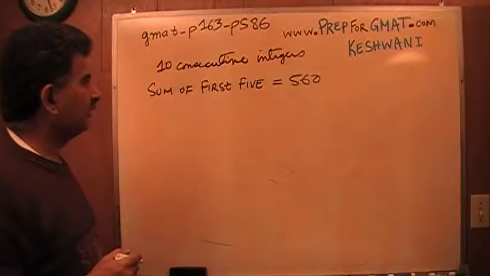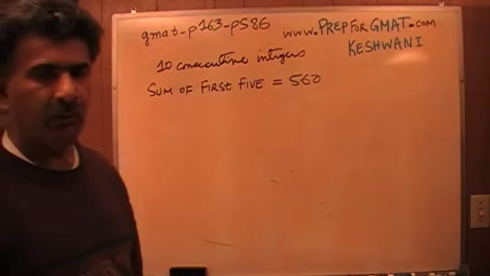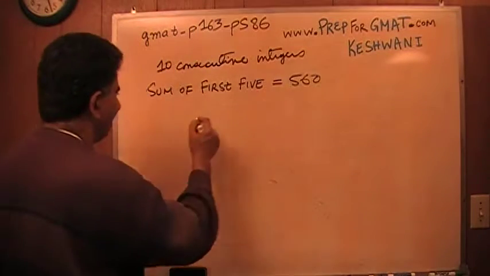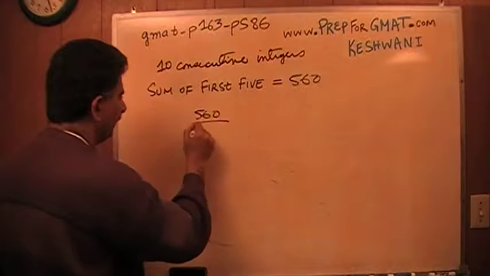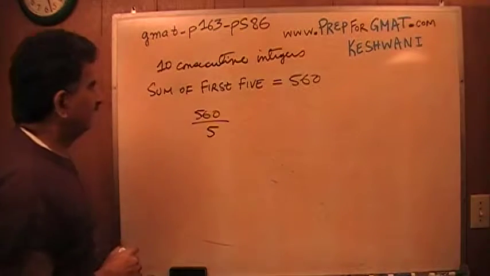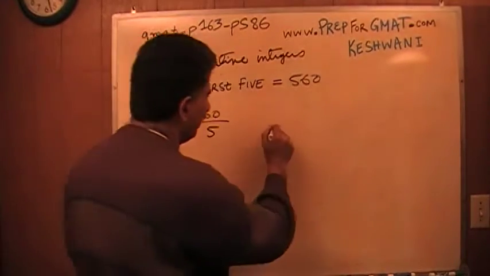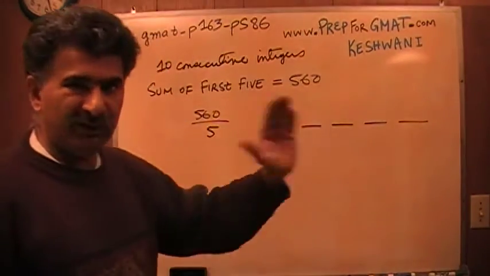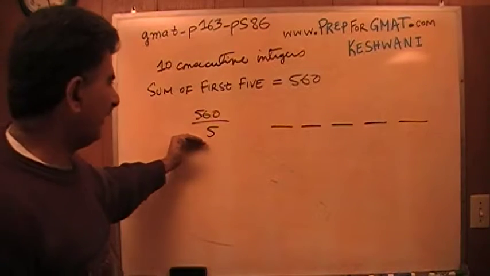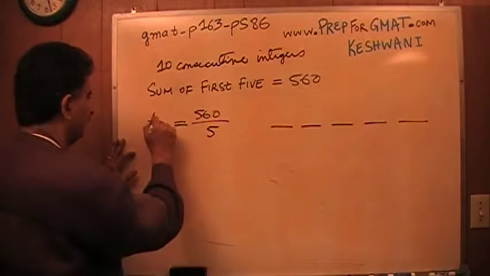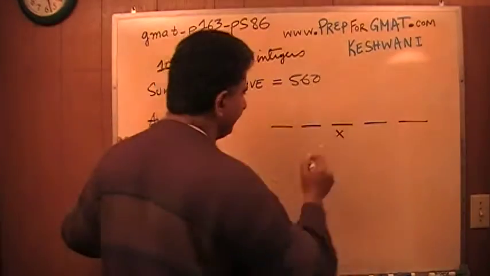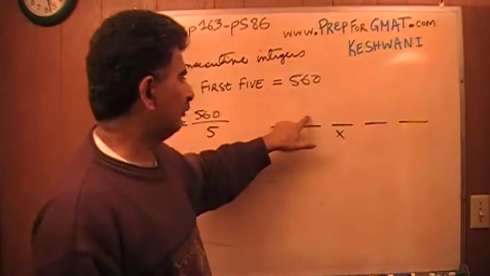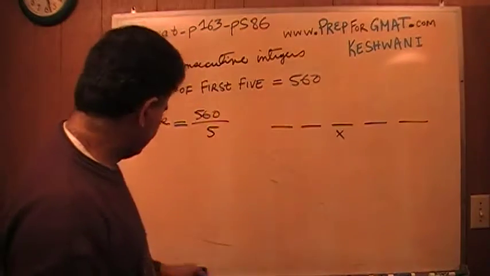Well, the very first thing we need to do is figure out what the first 5 numbers are. In order to do that, let's take our sum, which is 560, and divide by 5. Since they are consecutive numbers, there are 5 of them, and they are equally spaced. When I divide 560 by 5, I get the average, which is this middle number. Once I know this number, I know that this is 1 more than that, this is 2 more than that, this is 1 less, and this is 2 less. Let's find out what that is.